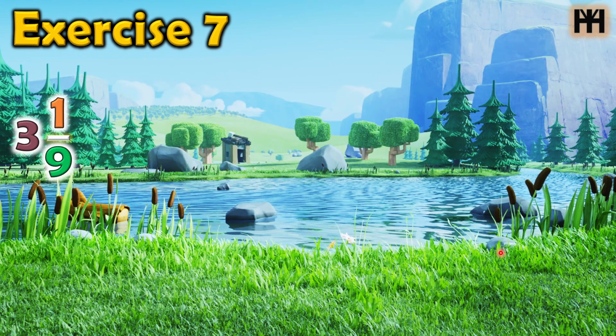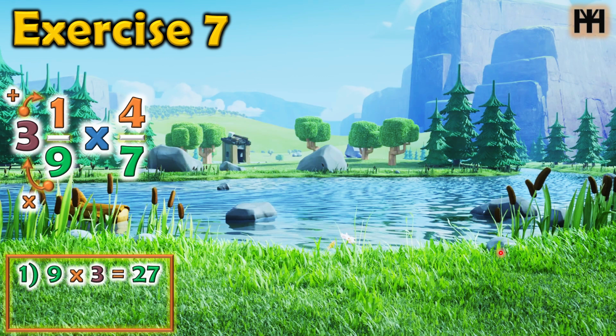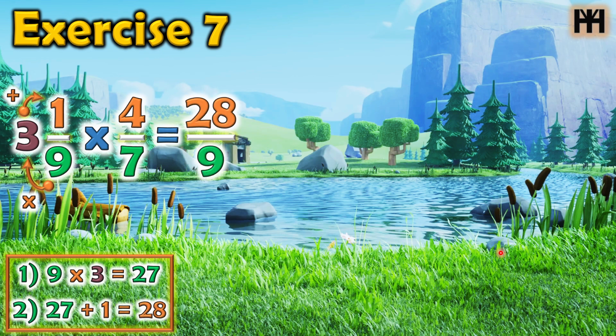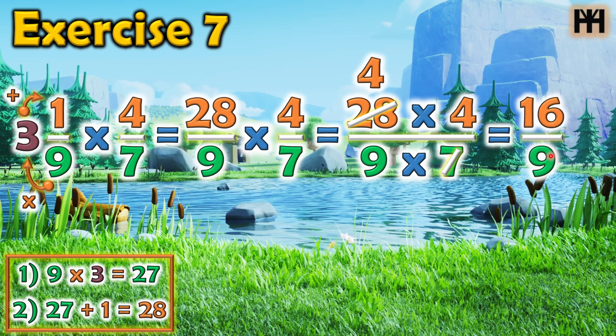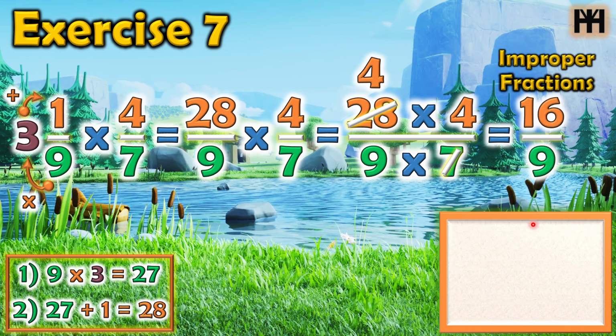Exercise 7. We have 3 and 1 over 9, multiply 4 over 7. So 9 times 3 is 27, plus 1 is 28, so it's 28 over 9, multiply 4 over 7. So 28 times 4 over 9 times 7. Okay, we can simplify them, like 28 and 7. 7 times 4 is 28, so 28 over 7 will be 4. So we have 4 times 4 over 9, so it's 16 over 9.